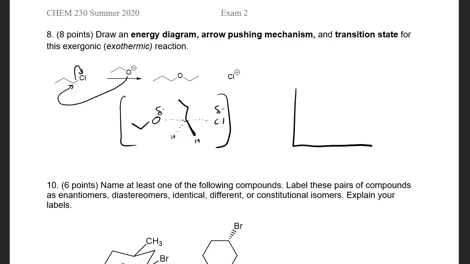And for this exergonic reaction, we've got our starting materials at a certain energy level, and this is the reaction coordinate. And our starting materials are going to go through a transition state, and it's an exergonic reaction, so our products are lower in energy. So product, transition state, and starting material.